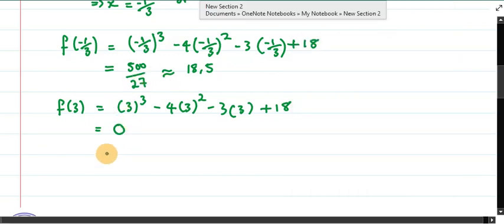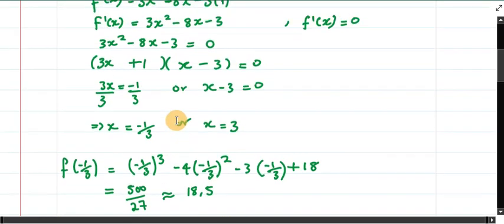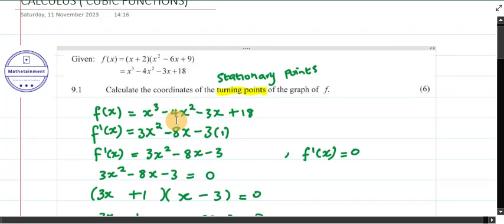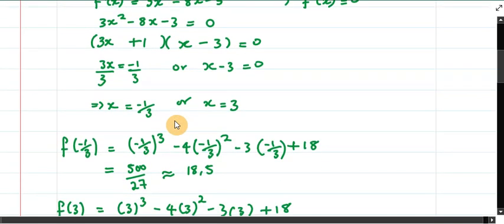What can you conclude about this point? The fact that when you have an input of 3, the output is 0. That means this point, which is a turning point, is also an x-intercept, since an x-intercept is where the y value is equal to 0. So we can now conclude that this point, the turning point (3, 0), is also an x-intercept. But we will verify that if we happen to be required to find the x-intercept. So these are the stationary points.